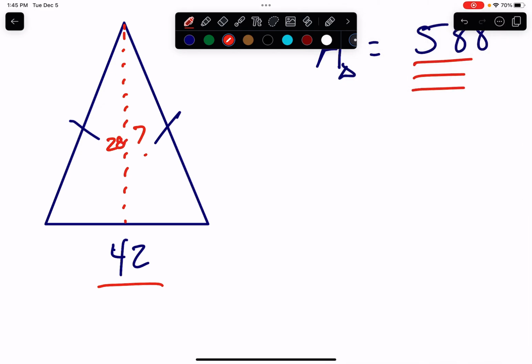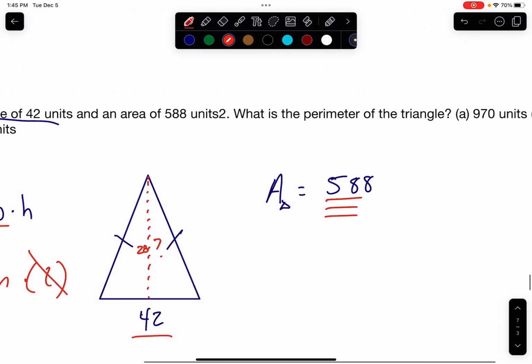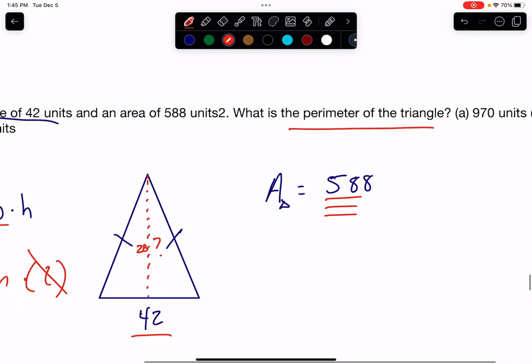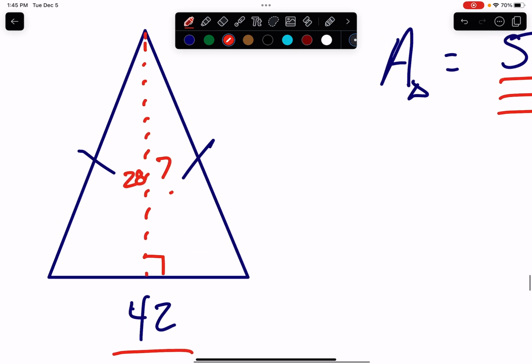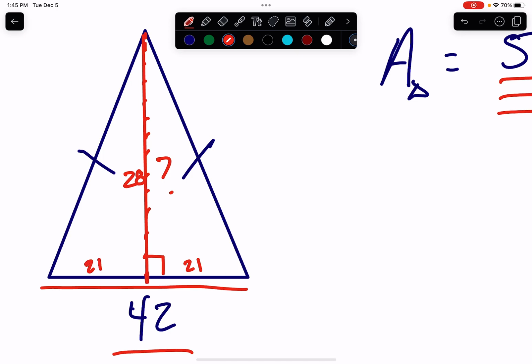So now we know what the height is, but we want to know what's the perimeter of this triangle. Well, if the height is 28, the height will always make a right angle with the base. And it will always split this in half. So if this bottom is 42, then this side over here would be 21, and this side over here would be 21. So that right there is 21.